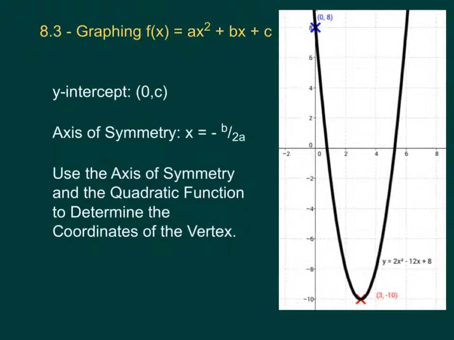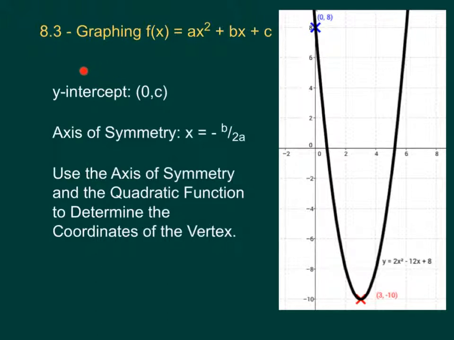By introducing bx as a middle term, a linear term, we're actually able to move the parabola around even more, so that its vertex could be anywhere on the coordinate grid. Now, based on the equation f of x equals ax squared plus bx plus c, there are two things we can find pretty much right away.